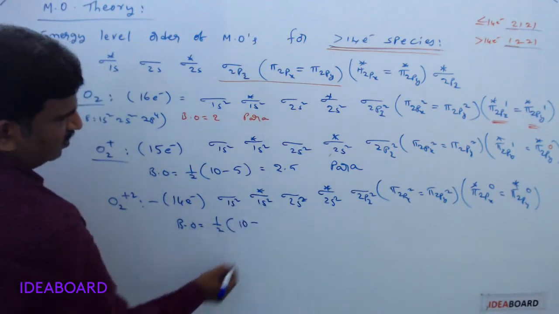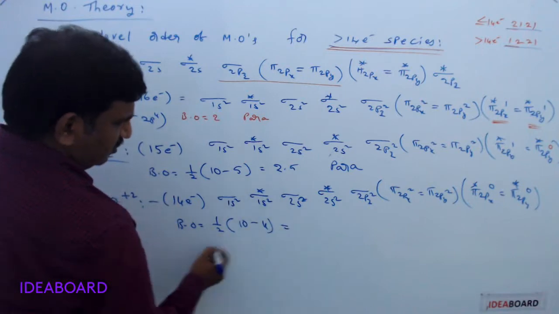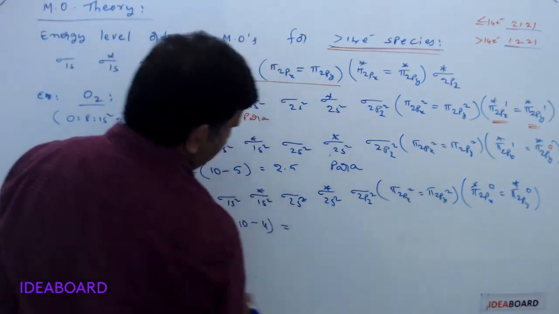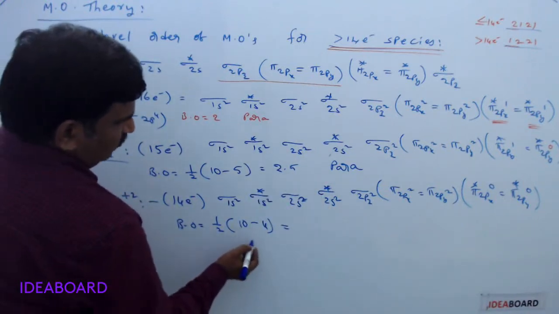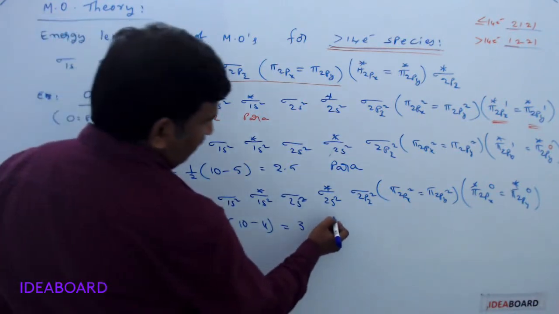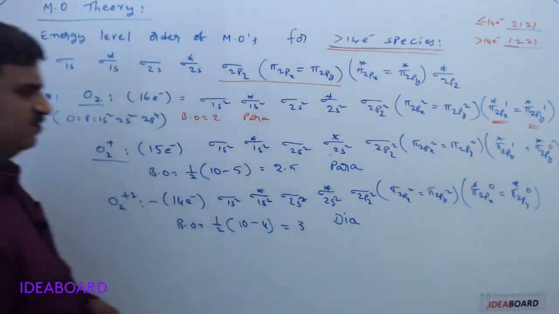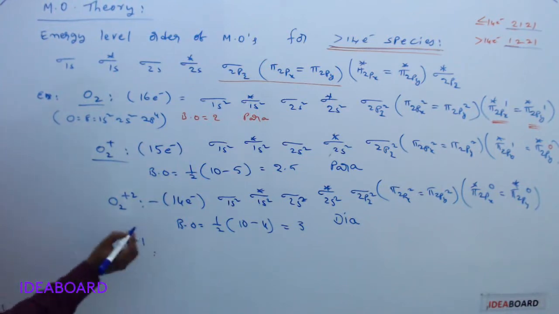Then bond order is equal to half into, here 10 electrons in bonding, no change, and here 2 plus 2, 4 electrons in the anti-bonding. So bonding electrons 2, 4, 6, 8, 10, anti-bonding 2, 4. So it is 10 minus 4 by 2, that is 3. Bond order is 3. And here no unpaired electron, so this is diamagnetic.